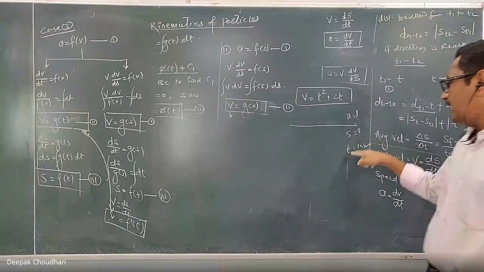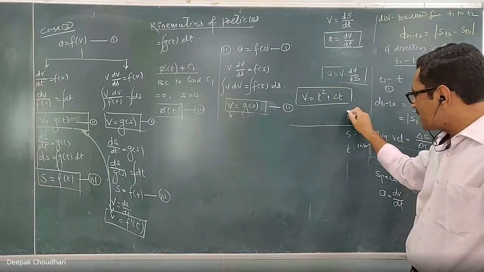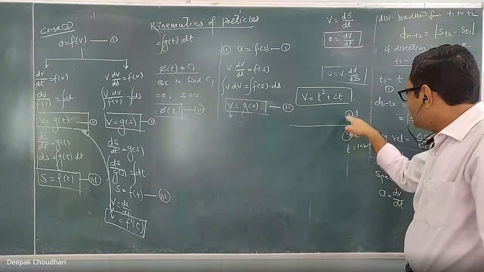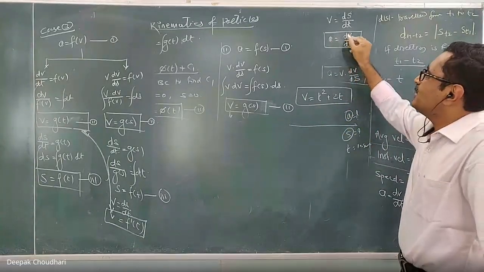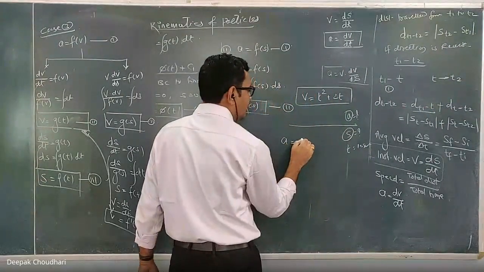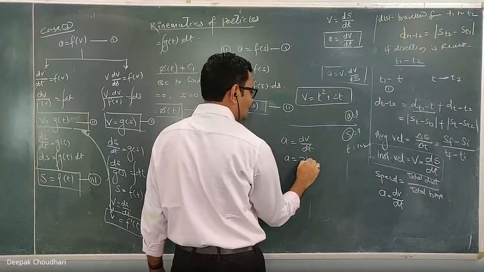Okay, now to find out the acceleration and displacement at t equal to 10 seconds, you need to calculate the equation of acceleration and equation of displacement. Now to get the equation of acceleration from velocity, how can I get it? I know that a equal to dv by dt. So if I differentiate this equation with respect to t, a equal to 2t plus 2.